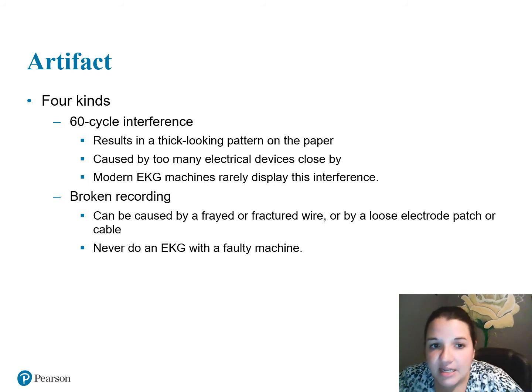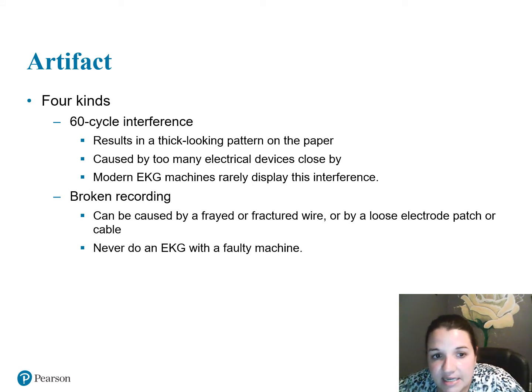Alright, so the remaining two kinds of artifacts we have are your 60-cycle interference and your broken record. Your 60-cycle interference results in a thick-looking pattern on paper. It is caused by too many electrical devices. So that's that frequency, that noise that can be in the room. A modern EKG machine rarely displays this interference. Broken record is caused by a frayed or fractured wire, or by a loose electrode patch on the cable. Never do an EKG with one of these artifacts.